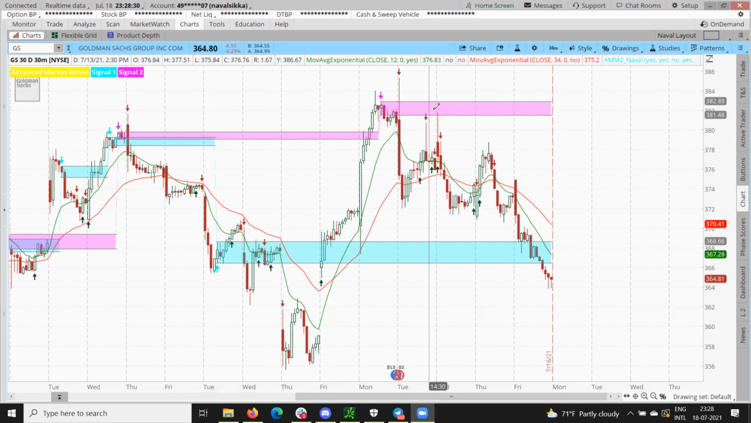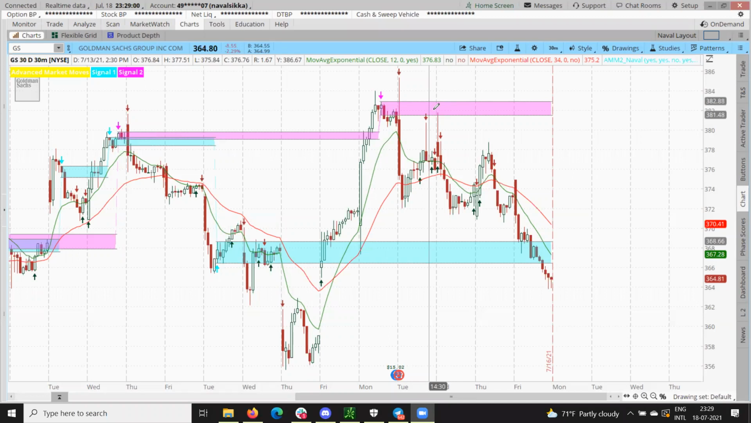So 12 and 34, I don't think so many people use 12 and 34. Right, because that's not a standard. They use 8, 21, 9, 21, or 20, 50, but I don't use them because 12 and 34, I have tried for almost 5, 6 years, and I've been using this for the last 10 years, and it works very beautifully for me. Okay, that's good to know.